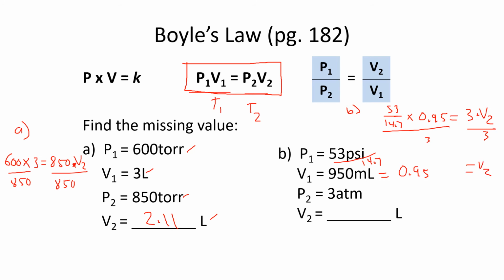So do your rounding at the end. 53 divided by 14.7 times 0.95 divided by 3. And I got a volume of about 1.14 liters. So we went from 3.6 atm to 3. So yeah, that's about right. The volume should expand. Boyle's Law, pressure and volume.